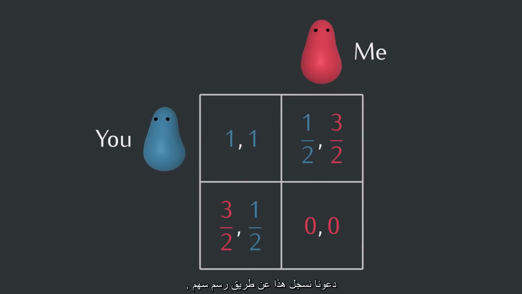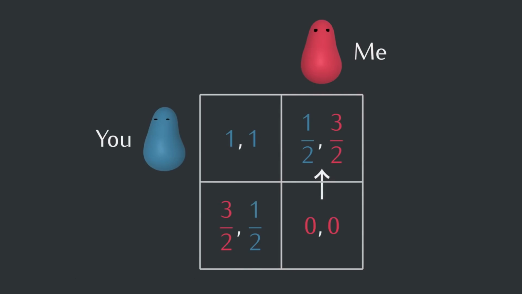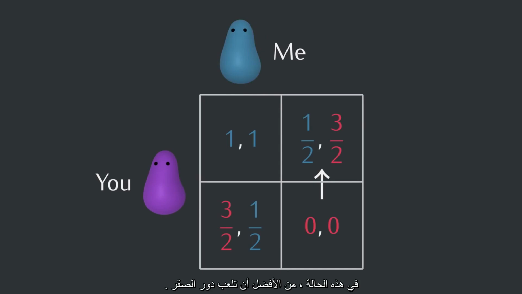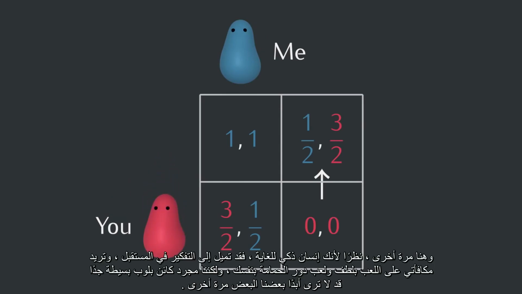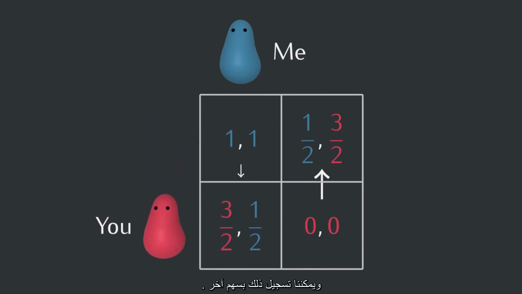Let's record this by drawing an arrow. If we're in the right-hand column because I'm playing hawk, the situation in the upper right square is the best you can do. Okay, in the other case where I'm not so mean, you know that I'm going to play the dove strategy. In this case, you'll do better playing hawk. And here again, because you're a very smart human, you might be tempted to think about the future and want to reward me for playing nice and play dove yourself, but we're just these really simple blob creatures who might never see each other again. So if you want to maximize your chance of reproducing, you'll play hawk. And we can record this with another arrow.